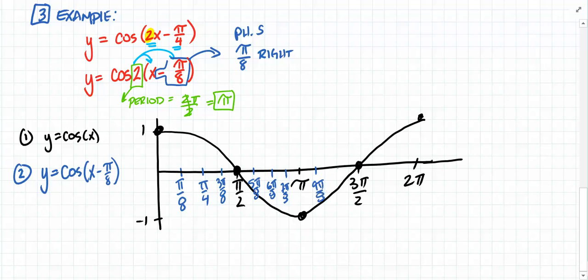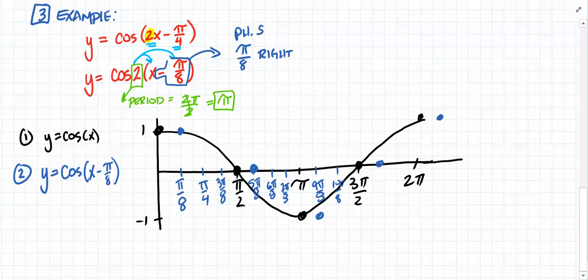So here we go. Each dot has to move pi over 8 to the right. So that dot goes there, this dot goes there, this dot goes there, this dot goes here a little bit, and this dot would go here. Could I calculate that one on the end there? 2 pi plus a pi over 8, what would that be?